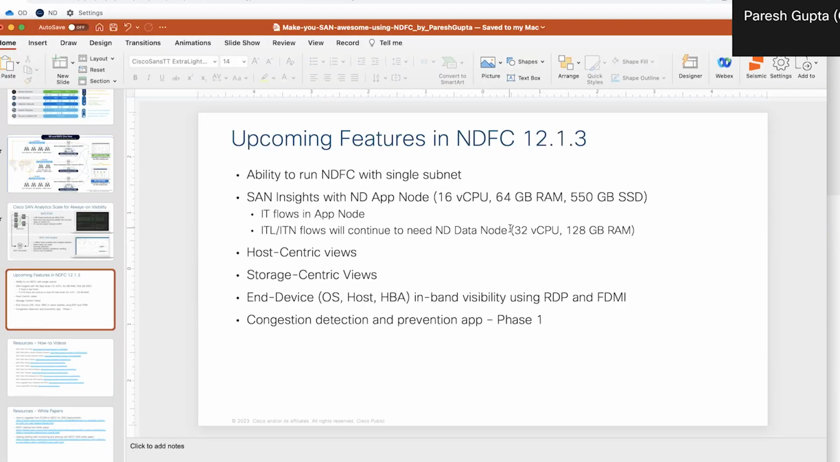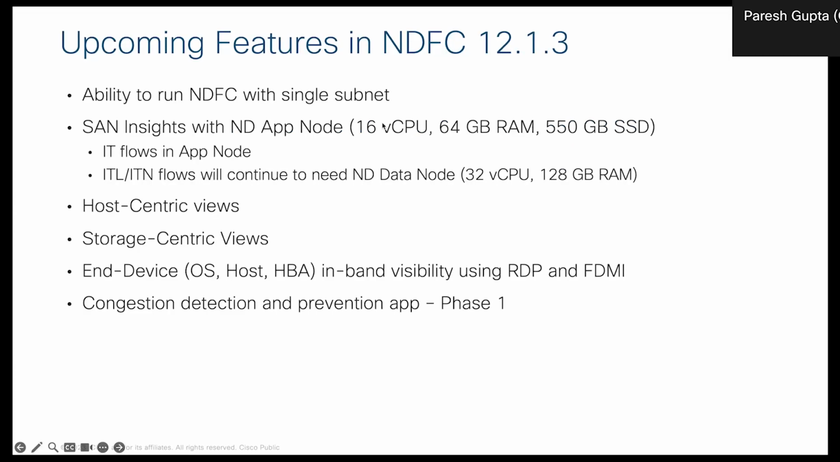The only caveat I'll mention is that with the app node, if you choose to run with 16 vCPU, 64 gig RAM, and 550 GB SSD, then the customers will only get visibility at an initiator and target flow level. But if these customers need visibility all the way to the LUN level or the namespace level, they would still have to use the data node of Nexus Dashboard that requires 32 vCPUs, 128 gig RAM, and 3 terabyte SSD.